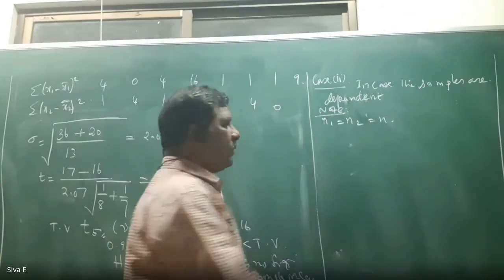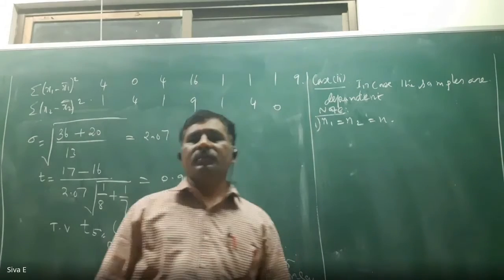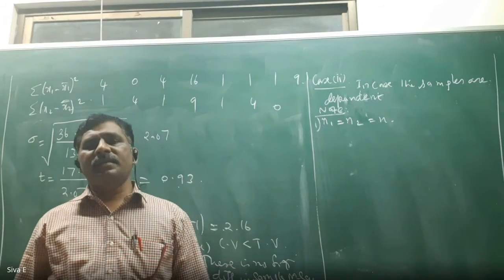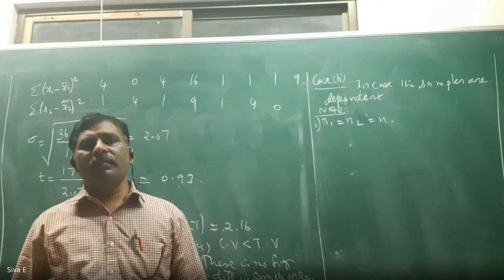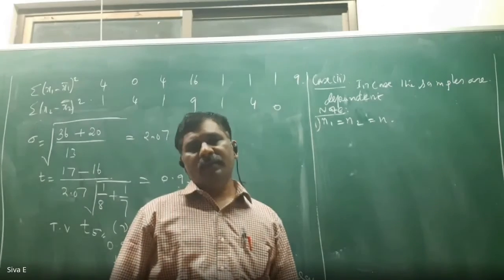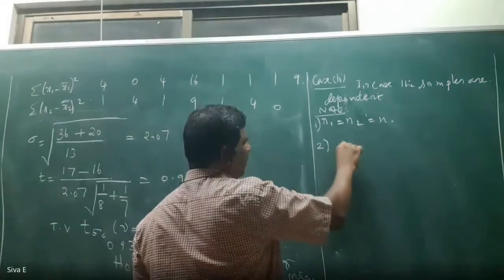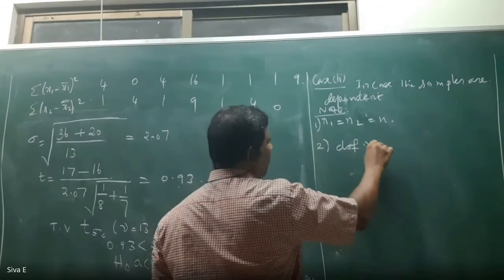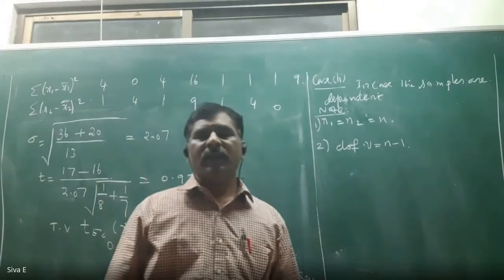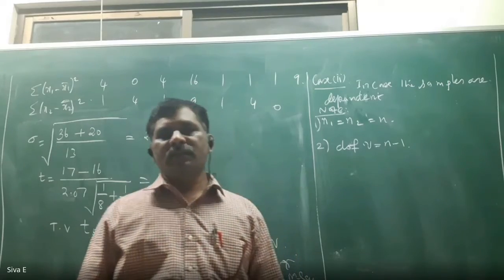Note 1: the sample size should be equal for both the samples. That means N1 equal to N2 equal to N. Second point is degrees of freedom, nu equal to N minus 1.